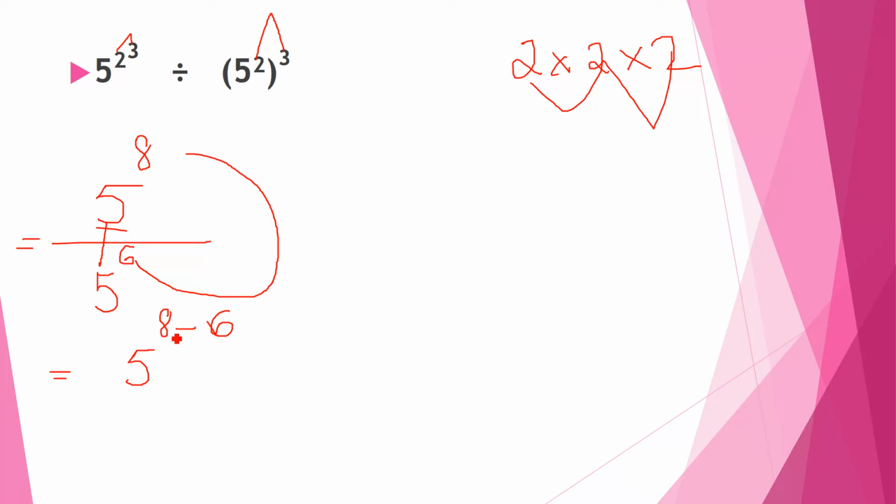So 8 exponent minus 6, which will be equal to 5 square. And 5 square means 5 times 5, 25. This is your answer. You cannot write down 5 times 2 is 10. No, it means you have 5 two times. Right? Okay, I will explain one more example.